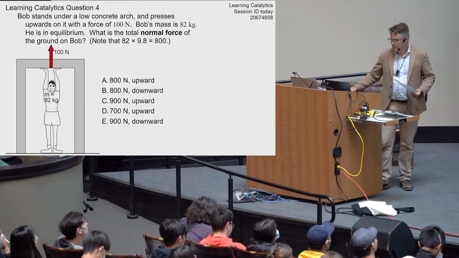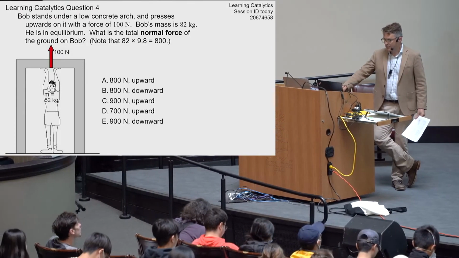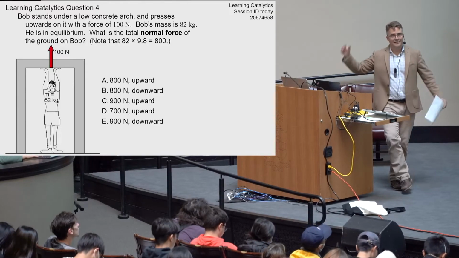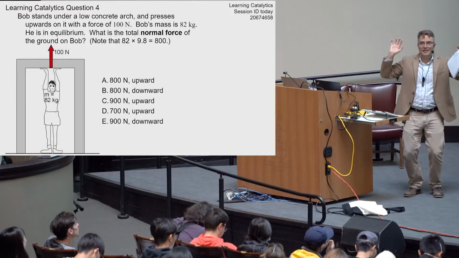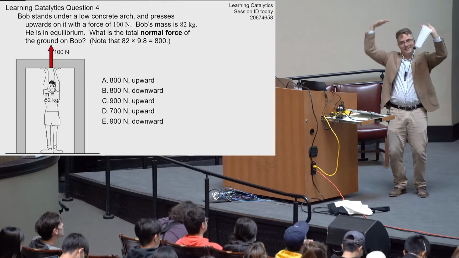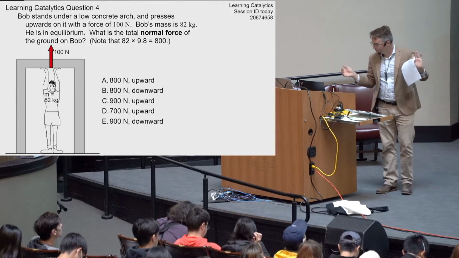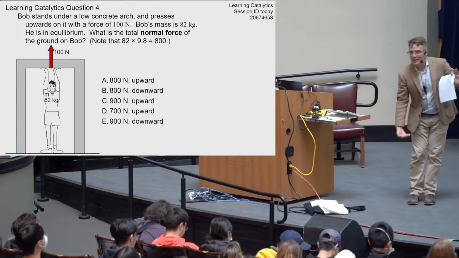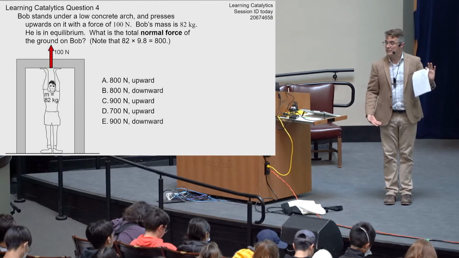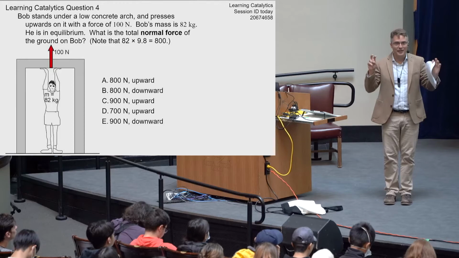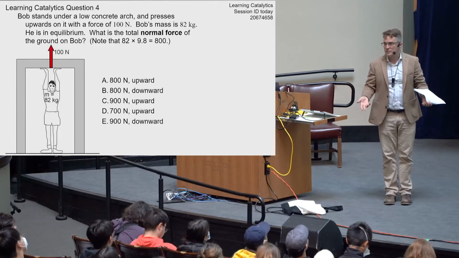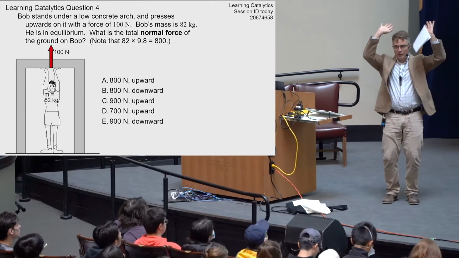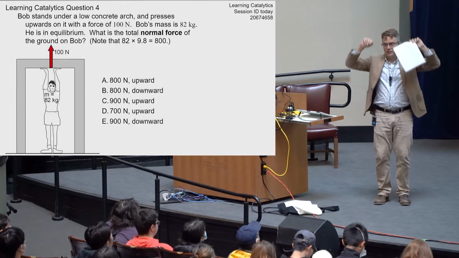Bob stands under a low concrete arch and presses upward on it with a force of 100 newtons. Can you imagine that? It's like a really low arch. If you're standing in a doorway, sometimes you can push up on the top of the door frame. That's what he's doing. So imagine that he's on a scale or something. The question here is, what is the normal force of the ground on his feet? Normally the normal force would be 800 because that's Bob's weight, 800 newtons, I think. But if he's now pushing upward on the door frame with 100 newtons, what does the scale read?